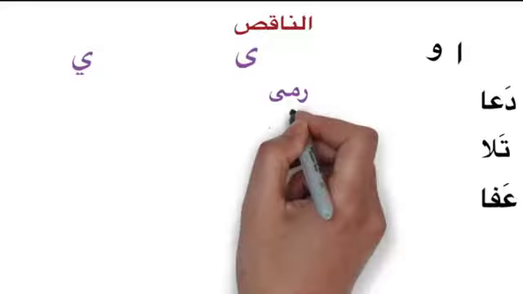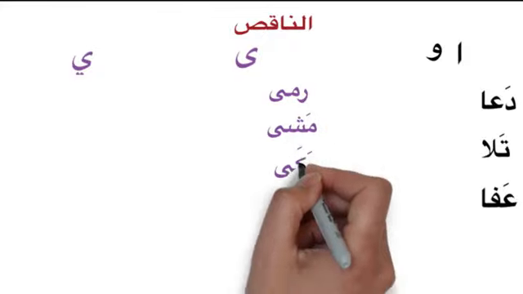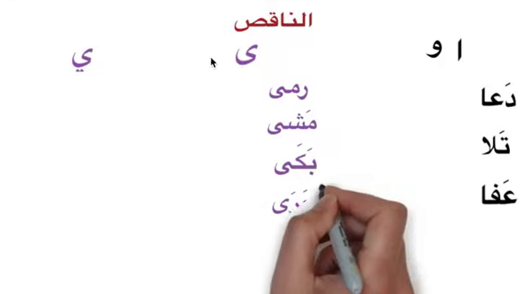So in naqis, we have all types of fa'ls where at the end we can have alif mamduda, alif maksura, and there can be ya in its original form. We're going to see how each has its own method. If you see rama, he threw, masha, he walked, baka, he cried, jara, to run, and ata, to come, in all these forms we see alif maksura, whose original letter is ya. This is ramaya, mashaya, bakaya, jaraya, and ataya.